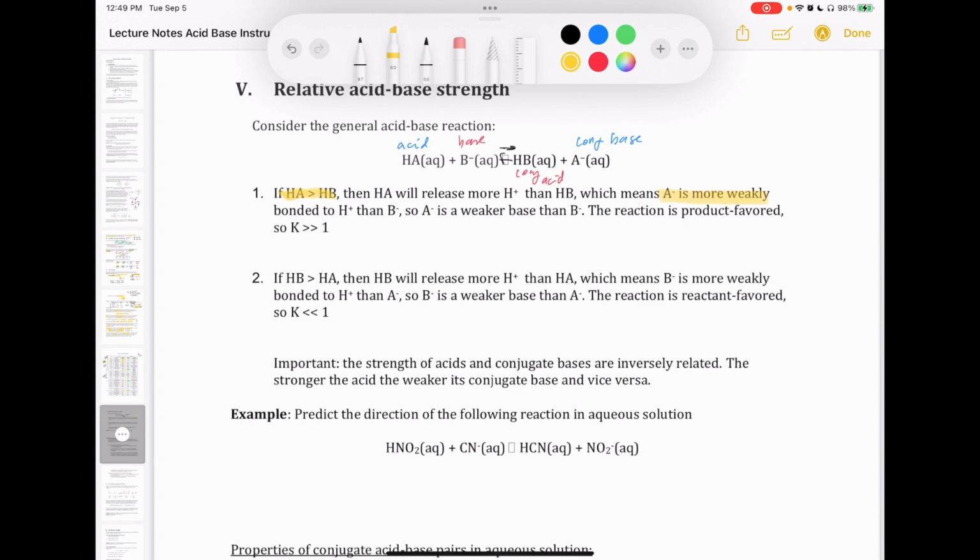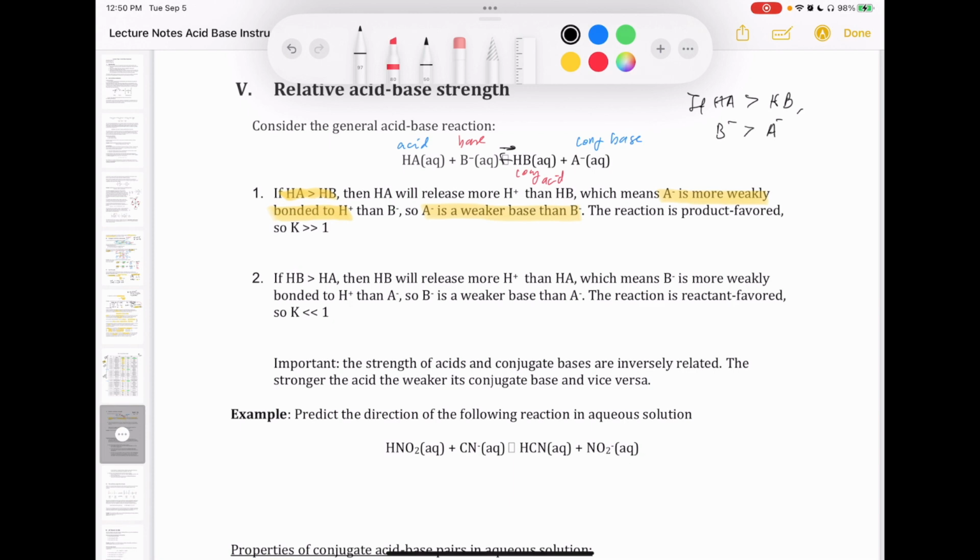And that means the A minus is not able to keep that proton along, so it's more weakly bonded to H plus compared to B minus. If that's the case, then A minus is a weaker base because the function of A minus is to attract protons. So if it's not doing as good a job as B minus, then it's a weaker base compared to B minus. So now we just deduce, just by thinking about it, that if HA is a stronger acid than HB, then automatically B minus is a stronger base than A minus.